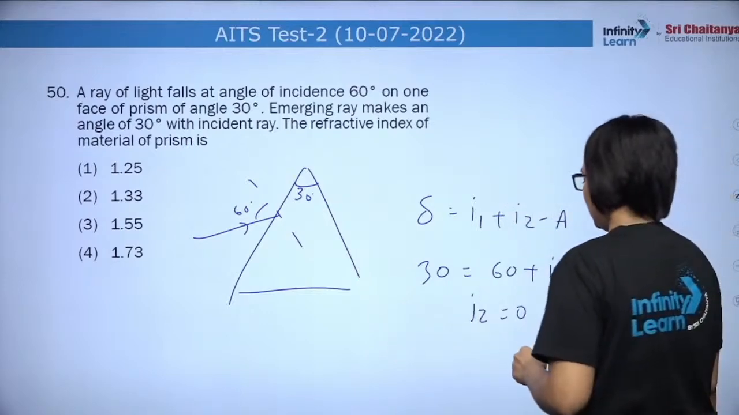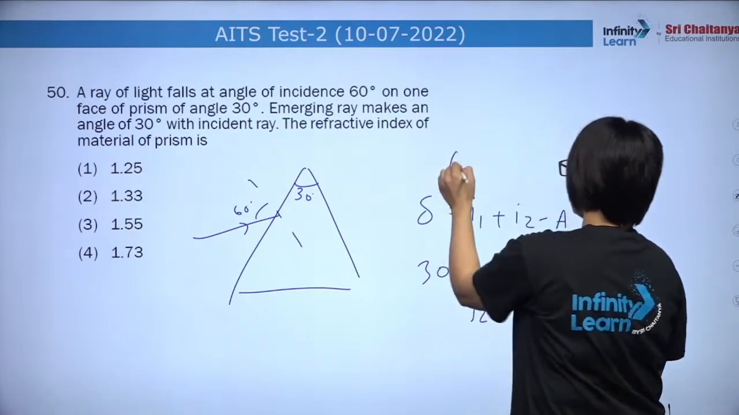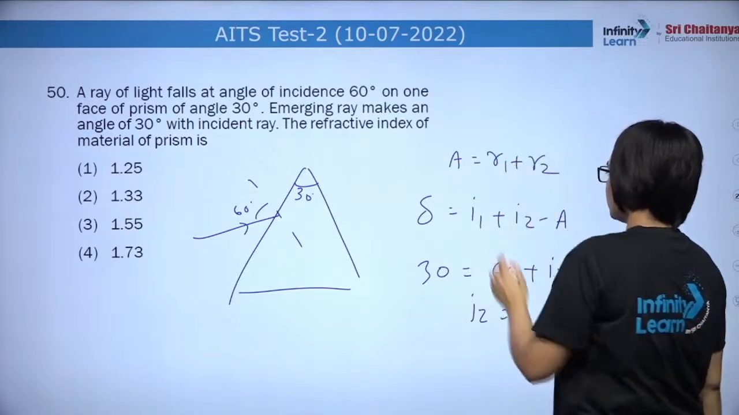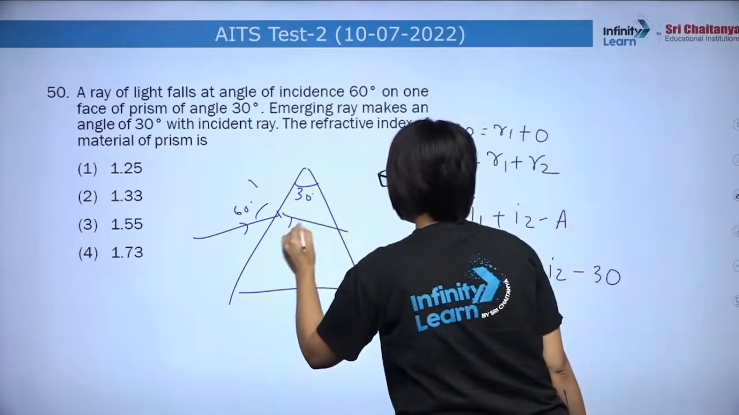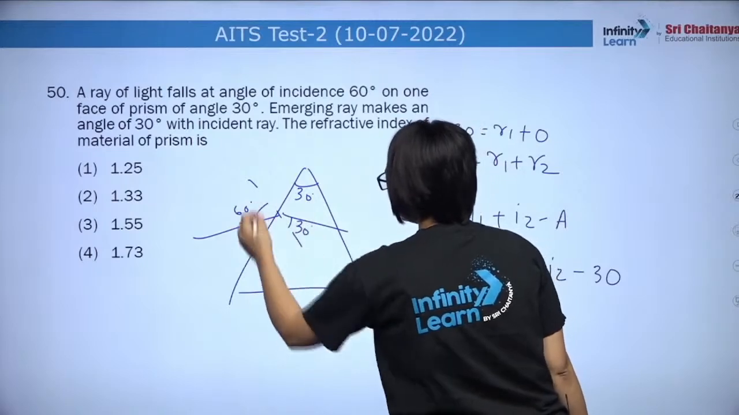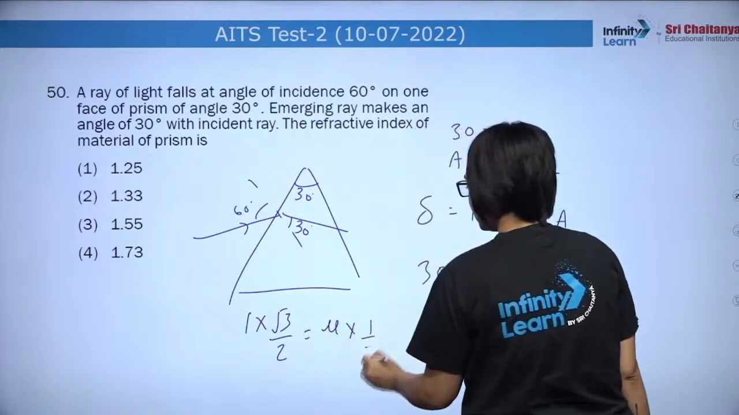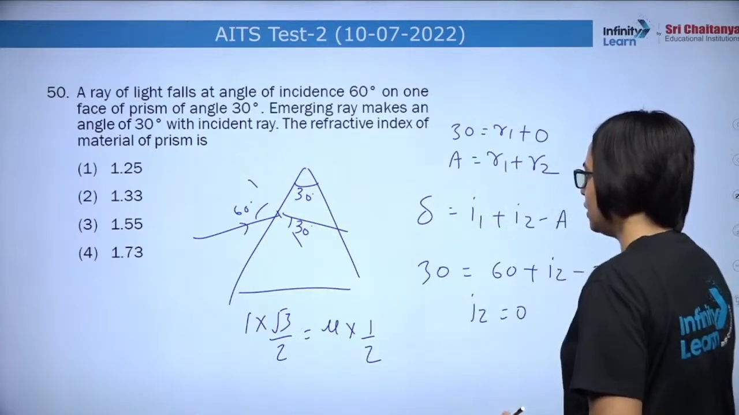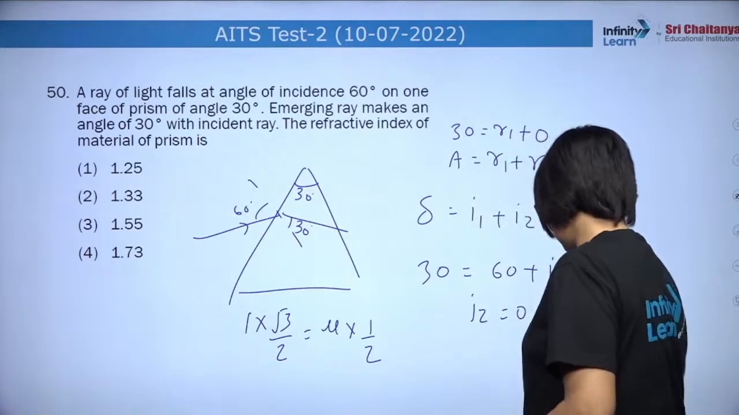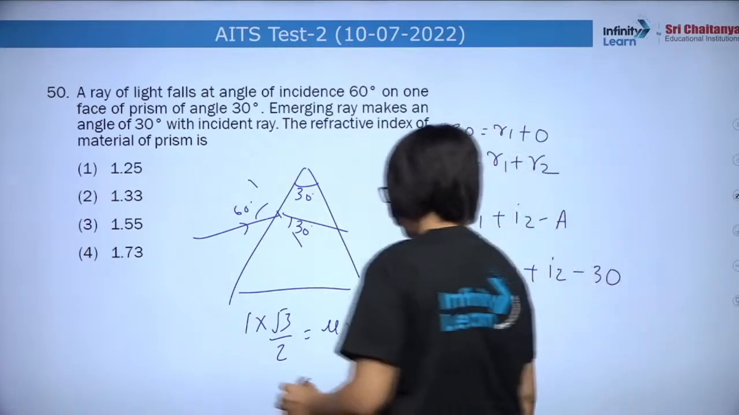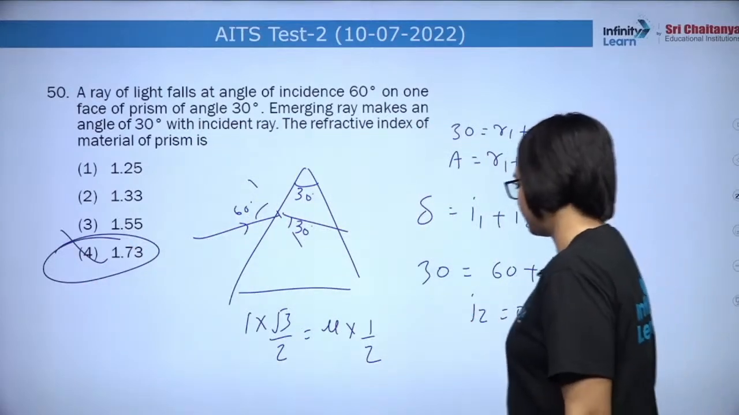So in this case, you can write one more thing, that is about A. A is R1 plus R2, right? So A is 30 degrees, R2 is 0. So R1 is 30 degrees. So this angle is 30 degrees. Apply Snell's law for this one. So it is 1 into sine 60 degrees is equal to mu into sine 30 degrees, that is 1 by 2. So mu is under root 3. Mu will be under root 3. I hope it is clear. So the correct answer in this one will be 1.73, which is option 4. Okay, so this is your question number 50.